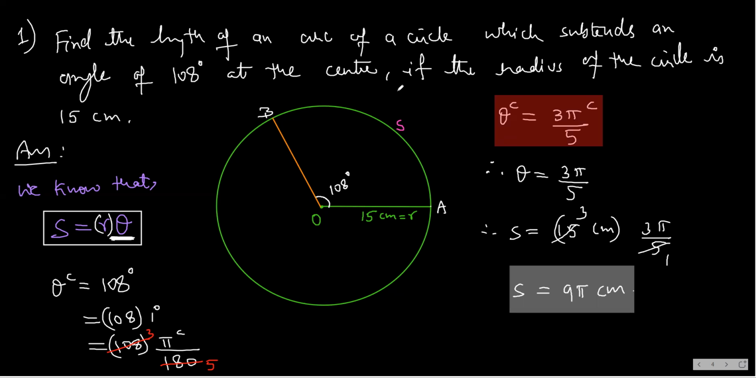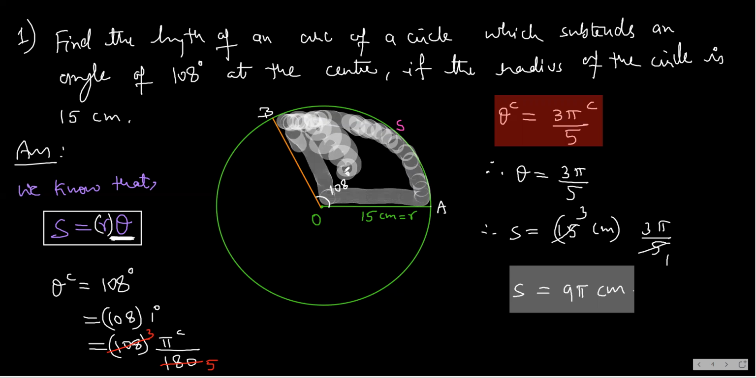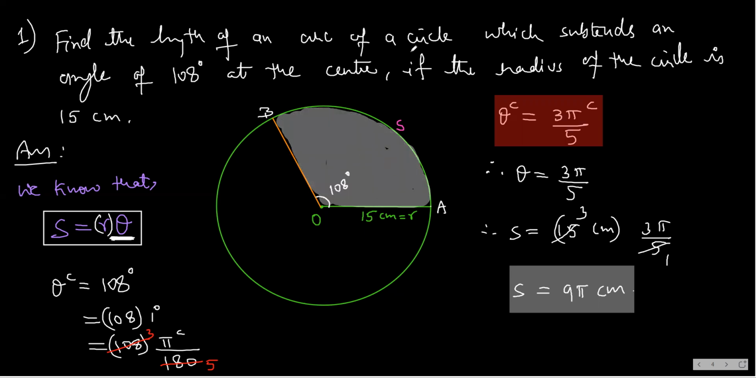If they ask you the area of the corresponding sector, so what is the corresponding sector? This becomes the corresponding sector. See, this is the corresponding sector. I have to find the area of this sector. What will I do? I will use the formula. What is the formula? Area is half r square theta.